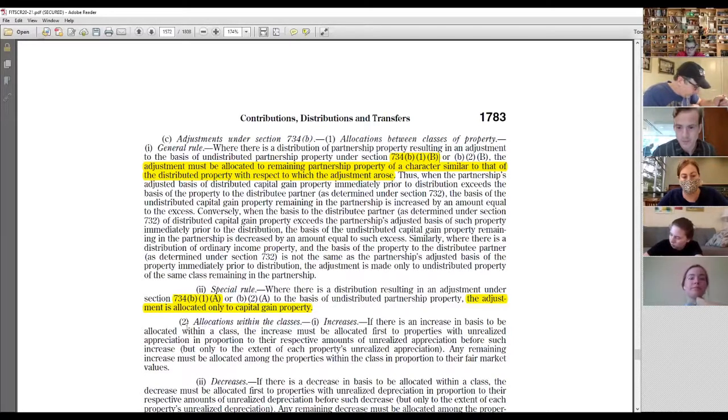Well, we go down to C2, allocations within class. C2, one little i: if there is an increase in basis to be allocated within a class, again, that's capital asset or ordinary asset, the increase must be allocated first to properties with unrealized appreciation in proportion to their respective amounts of unrealized appreciation, but not in excess of each property's unrealized appreciation, and then any remaining amount allocated in proportion to their respective fair market values. So just another formula. And so how do we apply that here?